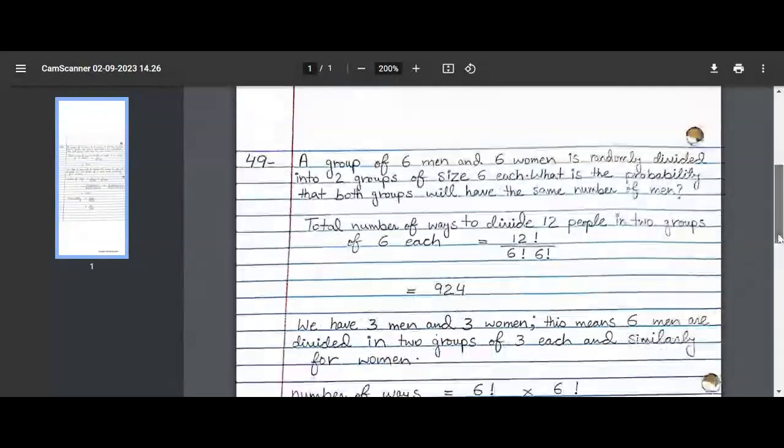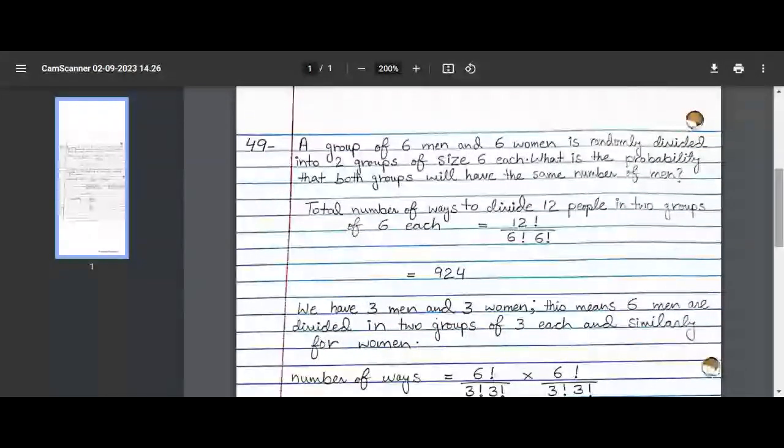So the question is, a group of 6 men and 6 women, right? We want to randomly divide it into 2 groups of size 6. So each group has 6. So now the question is, what is the probability that both groups will have the same number of men? Well, it could be 1 man, right? Or has to be 3, right? That's why he was saying that. So there are no other cases.